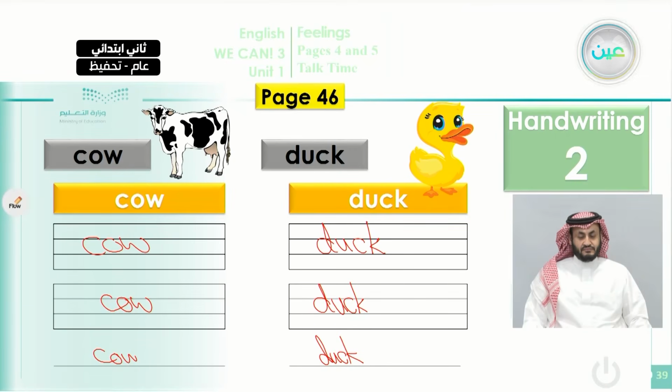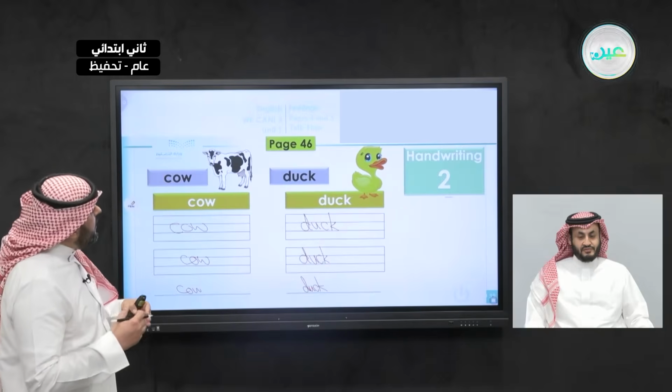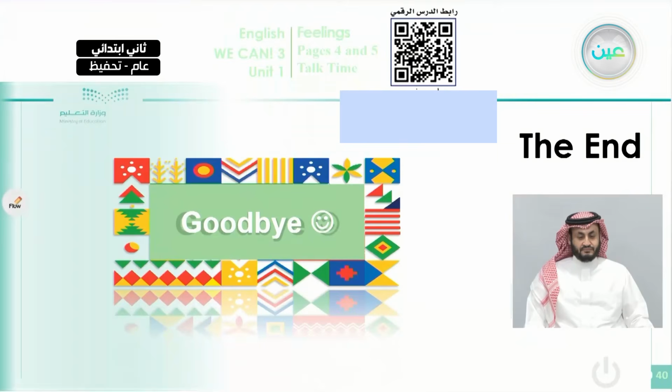Okay, you have to practice that. You can go to page 46 in your book. You will find the same thing here, spaces made especially for improving your handwriting. So you go there to page 46, and also you answer the exercises of the workbook and some exercises in your student's book. And that's the end of our class today.